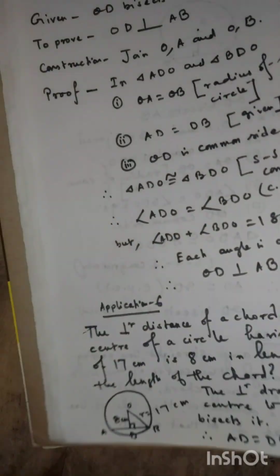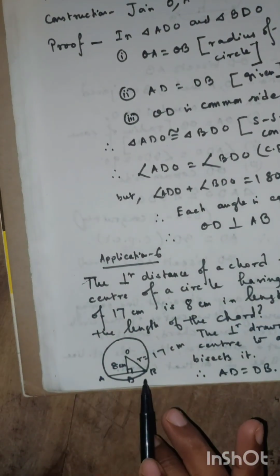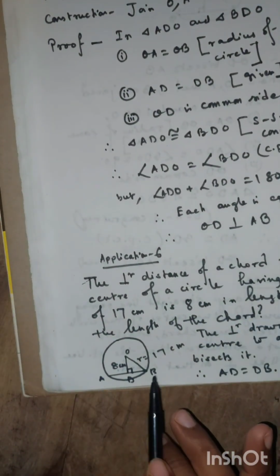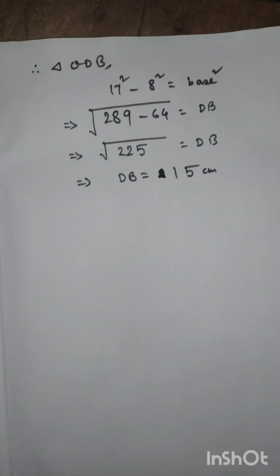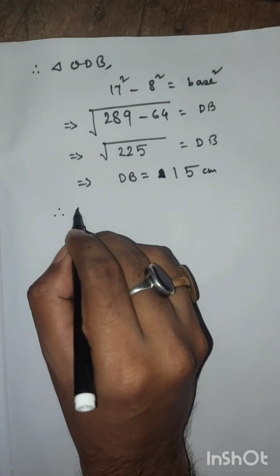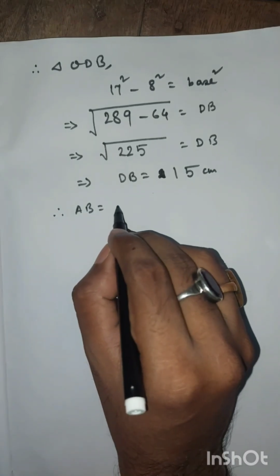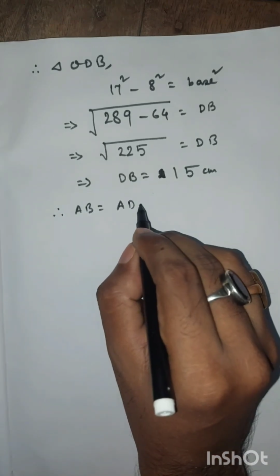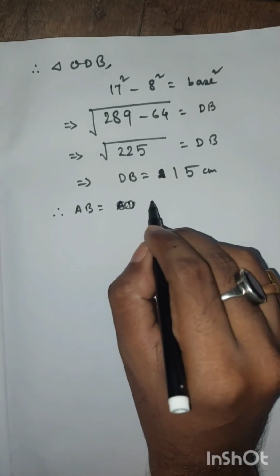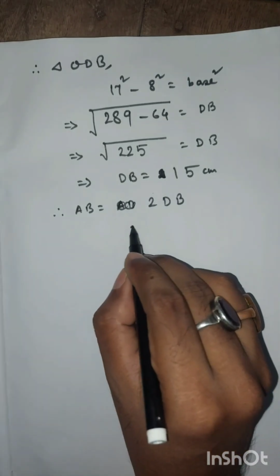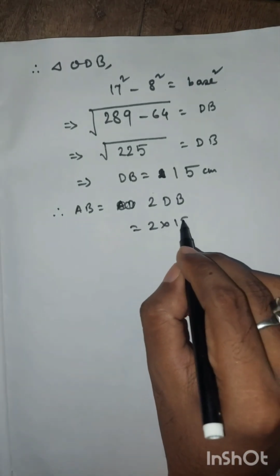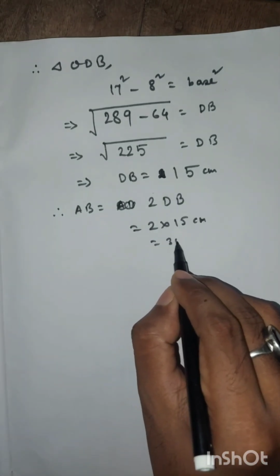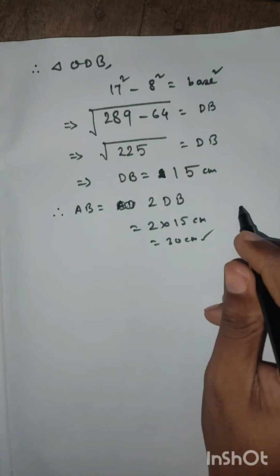But the chord AB is double of dB. Therefore, AB equal to AD, or we can say double of dB. So this is 2 into 15 centimeter. That means 30 centimeter. So this is our answer.